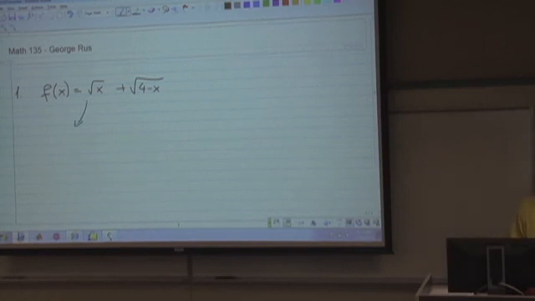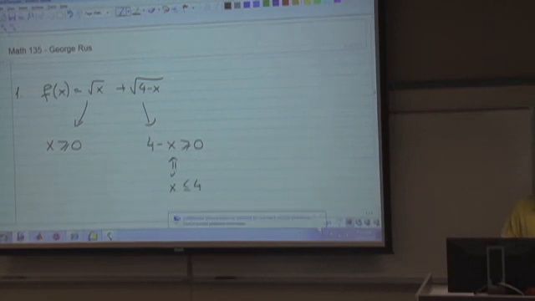So the first square root says x has to be bigger than or equal to 0, right? We can't have negative numbers inside square roots. Well, the same follows for here. So 4 minus x has to be bigger than or equal to 0. Now if I actually solve this inequality, this just says that x is less than or equal to 4. Or if you prefer, minus x is bigger than or equal to minus 4, and then if you want to get rid of the minus, the inequality sign changes. Right? Everybody understands this? Yeah. Wonderful. Got it.